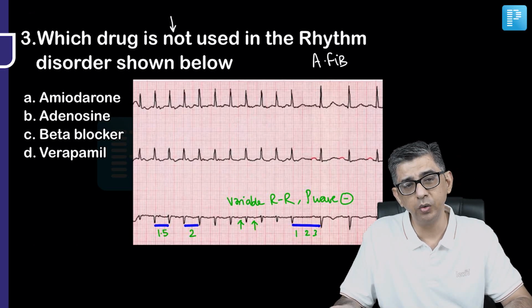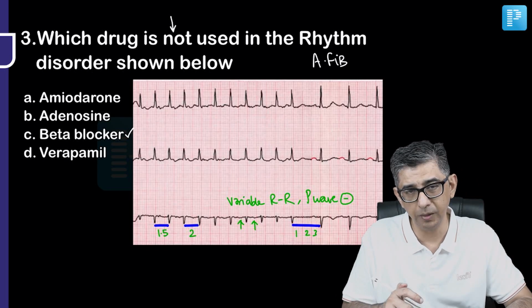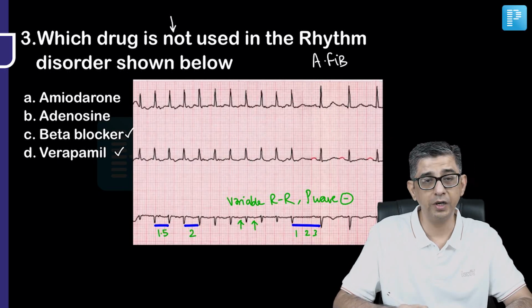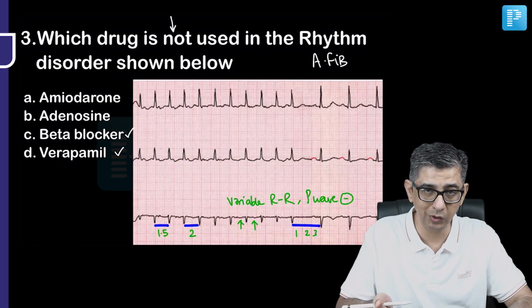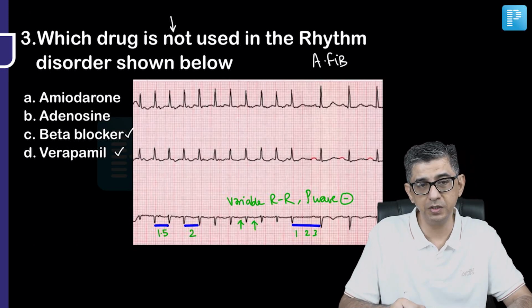And for rate control in this patient, you will be using a beta blocker like esmolol. In fact, if esmolol or a beta blocker cannot be used, let me say, because the BP is on the lower side, we might even use verapamil in these patients.